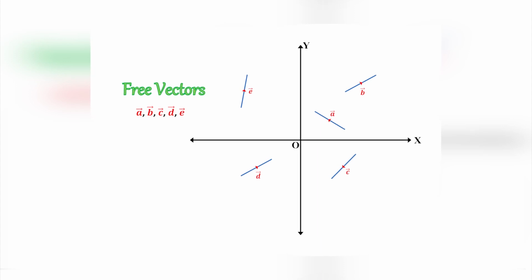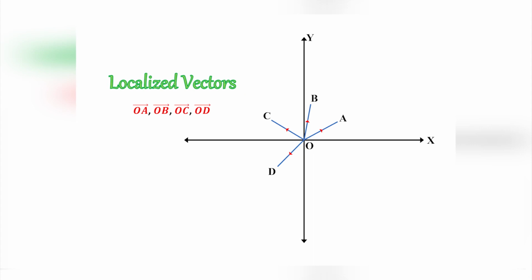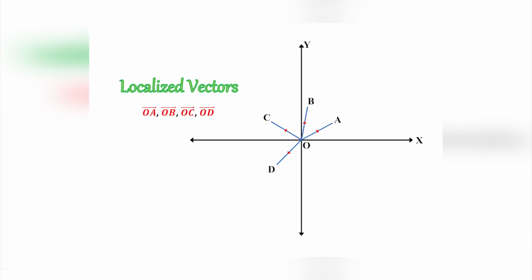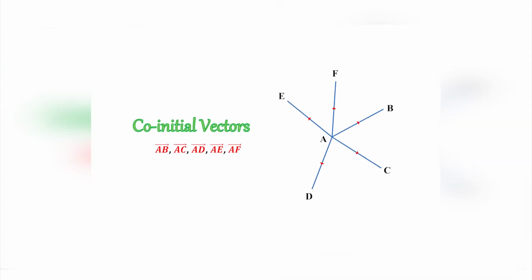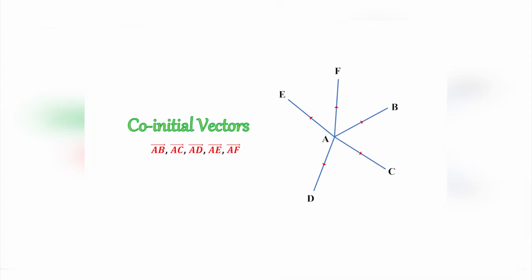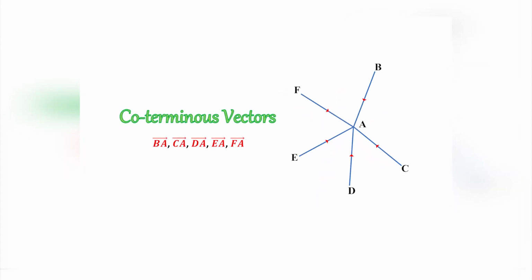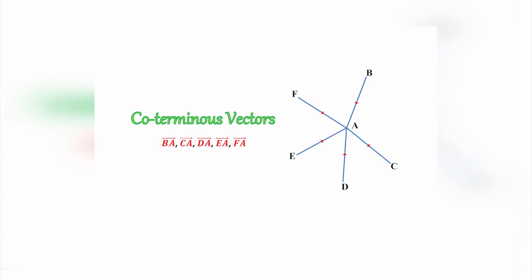Vectors which have freedom of choice in the position of origin are called free vectors. Vectors which have a specified point as the position of origin are called localized vectors. A group of vectors which have the same initial point are called co-initial vectors. A group of vectors which have the same terminal point are called coterminous vectors.